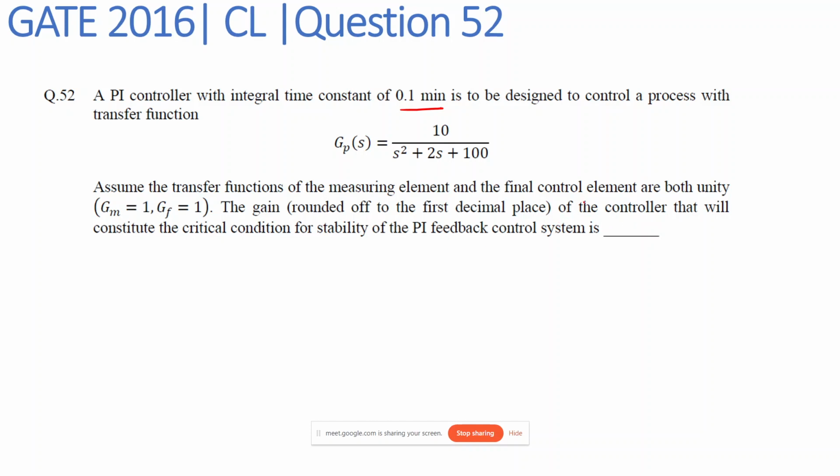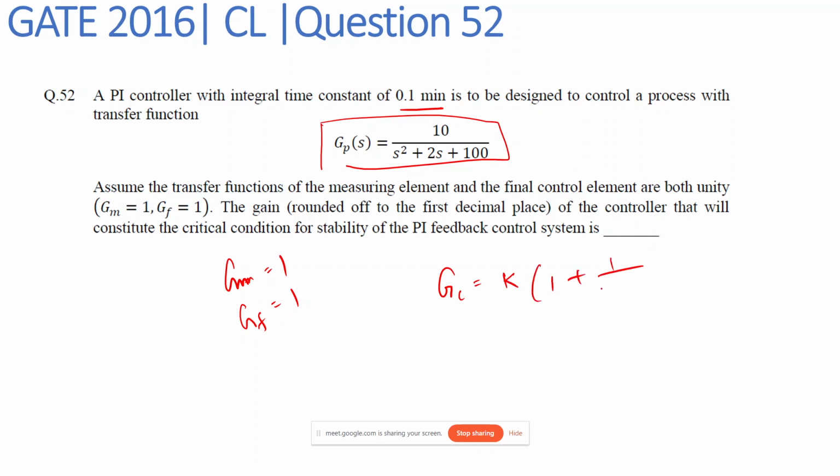In this question, we have to find the controller gain. We have been given the process transfer function Gp, the transfer function for the measuring element is 1, the transfer function for the final control element Gf is also 1, and the controller that we are using is a PI controller. For this PI controller, the transfer function is given as Gc equal to K times 1 plus 1 upon tau I s. This K is the controller gain and tau I is the integral time. In this question, we have been given the integral time constant as 0.1 minute and have been asked to find this constant K.